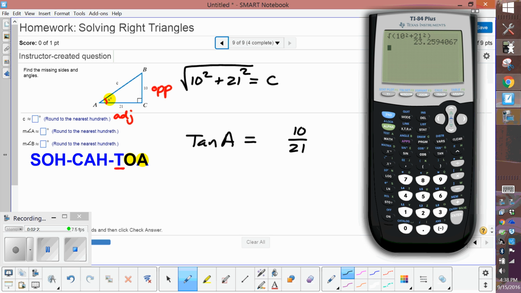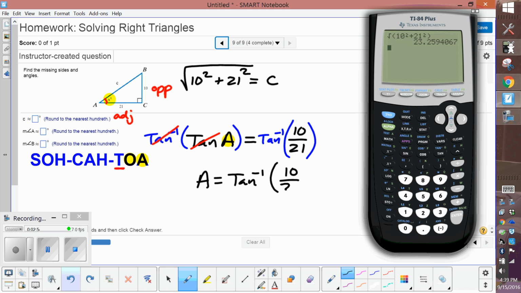Now, anytime we have unknown angles, the way I get rid of this tangent here is I need to do its opposite operation, which would be an inverse. So if I want this tangent to go away, I take the tangent inverse. And if I do it over here on the left, I have to do it over here on the right. These will cancel each other out. And I get A equals the tan inverse of 10 over 21.